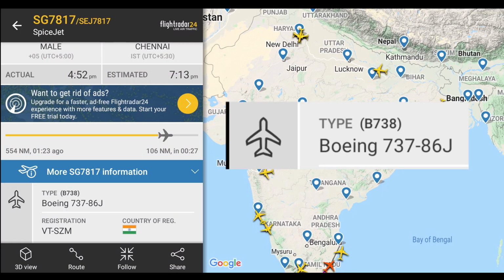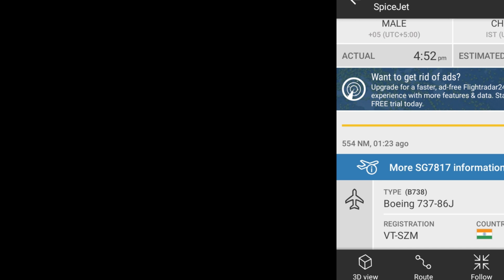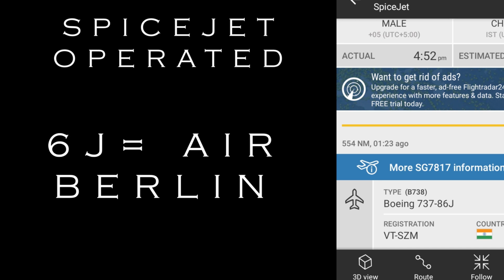Then Boeing 737-86J. 6J is customer code of Air Berlin. That means Air Berlin is the owner of aircraft.